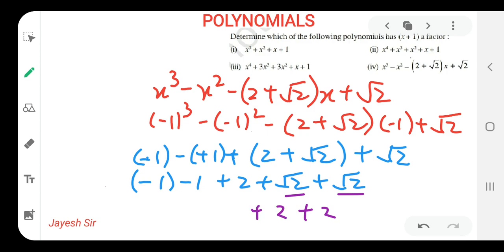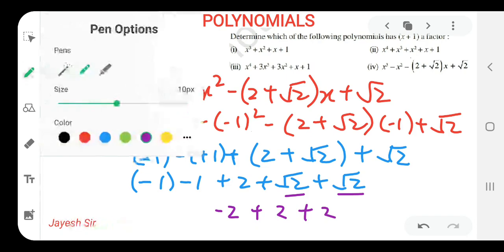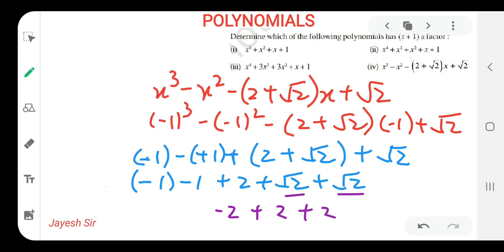Now minus 1 minus 1, that means minus 2. Now what we are supposed to do? We have to just solve it. Minus 2 plus 2 goes. Now what is to be left? 2 is to be left over here, so the remainder is 2. From that we can conclude that x plus 1 is not a factor of our given polynomial equation.